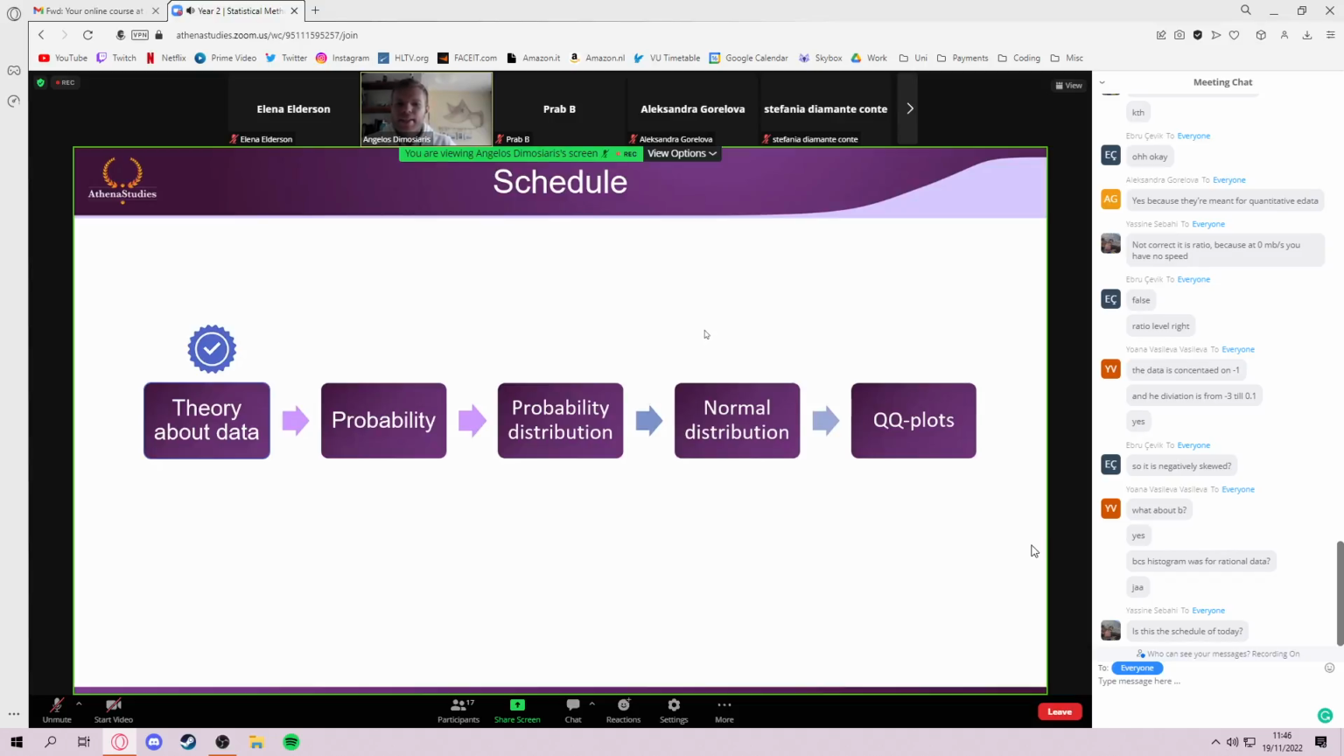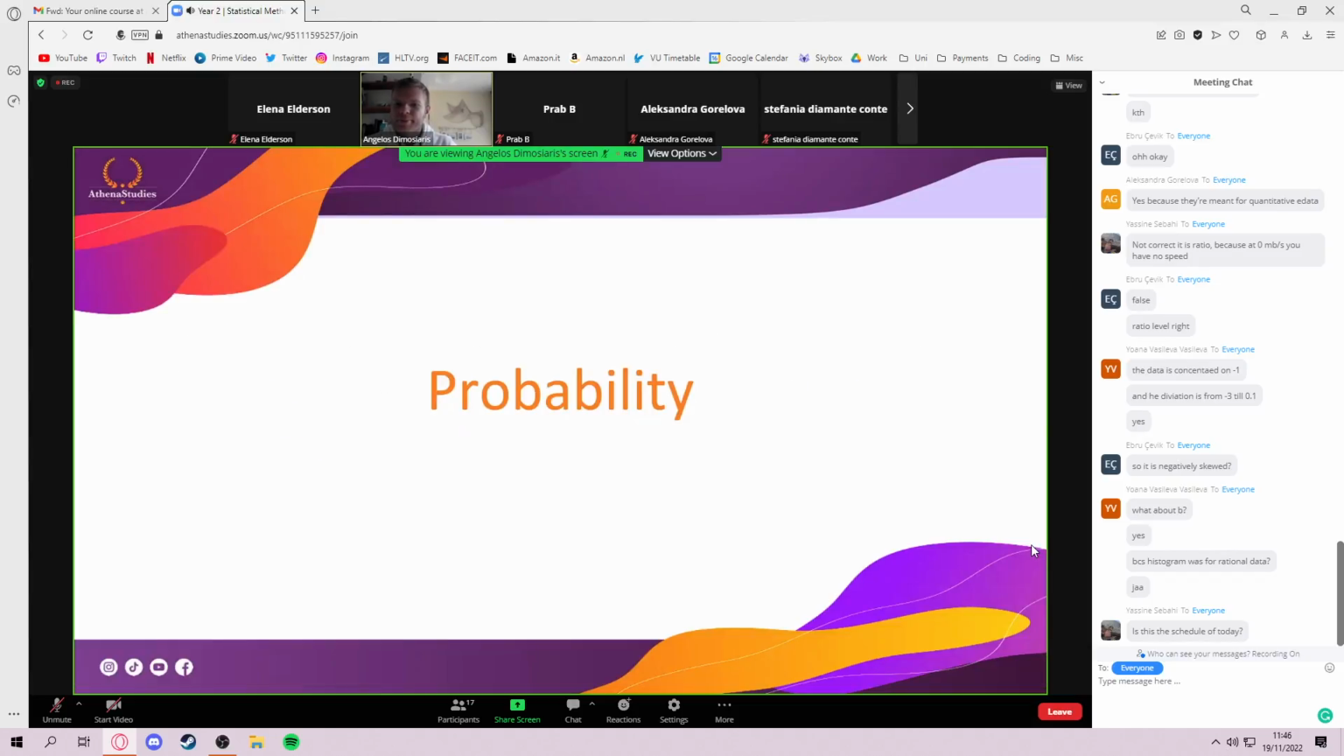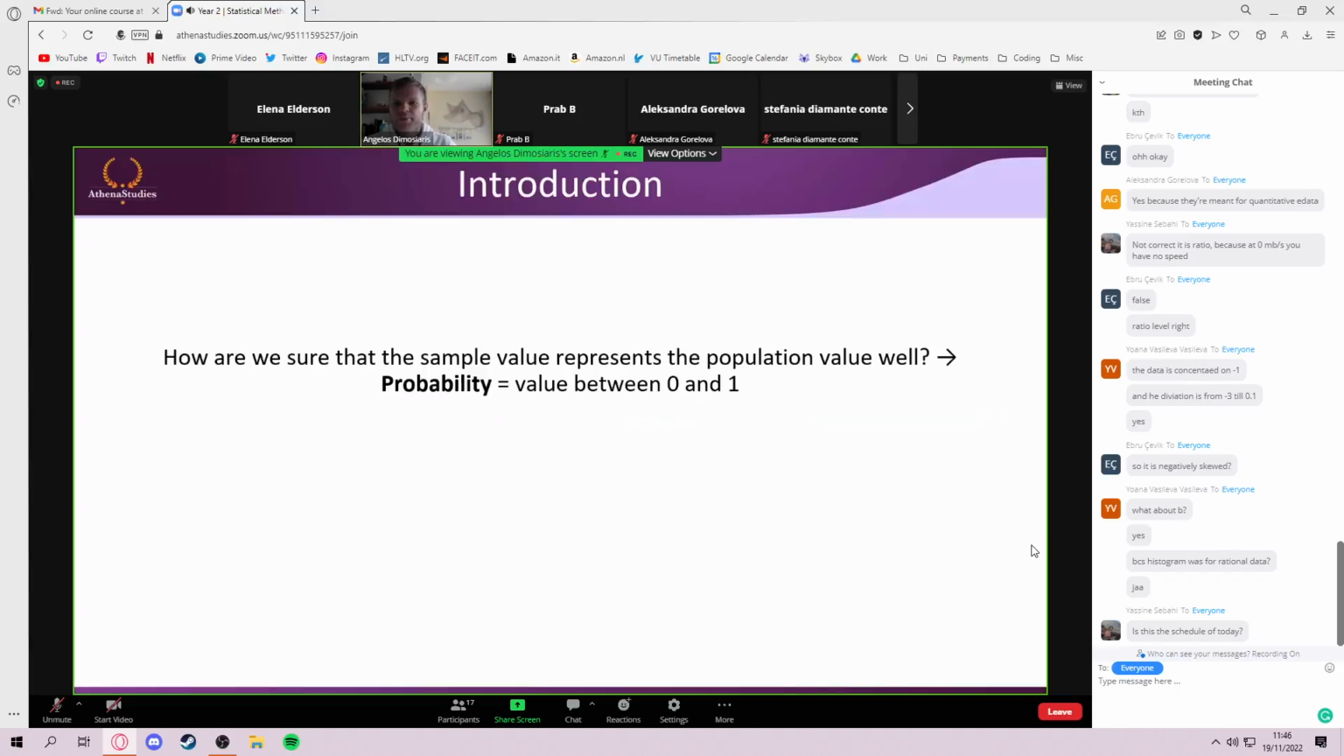Okay, in that case, let's start with probability. I think this will also be a big part of your exam. Probability is how sure we are that the sample value represents the population value. We talked before that we have a population and a sample, and we have to take the results and conclusions of the sample back to the population. So probability tells us how sure we are about this generalization to the population.